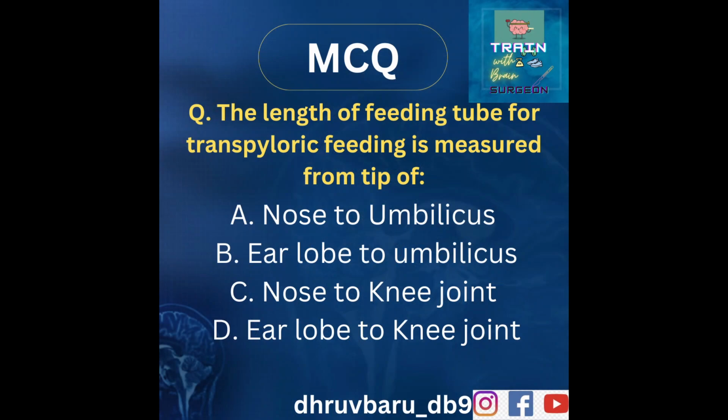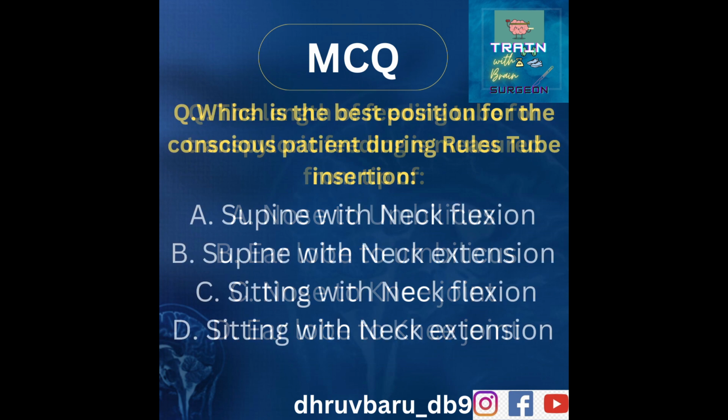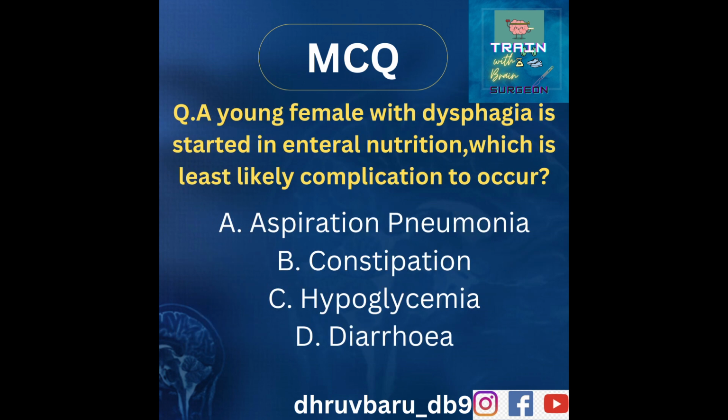Let's get started. The length of feeding tube for transpyloric feeding is measured from tip of the earlobe to umbilicus. Which is the best position for a conscious patient to insert Ryle's tube? It is sitting with neck flexion. A young female patient with dysphagia is started on enteral nutrition. Which is the least likely complication to occur? And the answer is hypoglycemia.